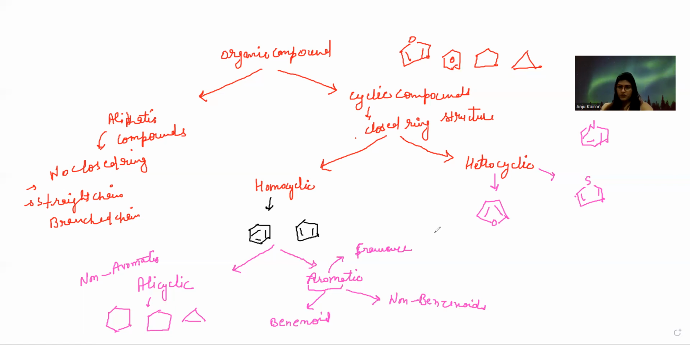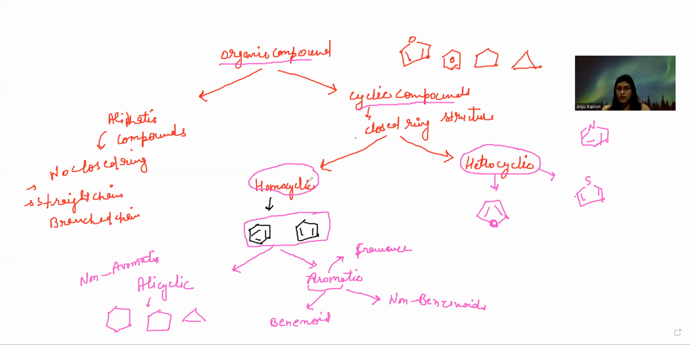Now I hope you understand the chart. The organic compounds are classified into two parts, aliphatic and cyclic compounds. Aliphatics are those in straight chain or branched chain, no closed ring, no rings present, and cyclic compounds are those in which a ring is present. Okay, cyclic compounds are categorized into two parts, homocyclic and heterocyclic, right? Homocyclics are those compounds in which we have only carbon and hydrogen, right? Heterocyclics are those compounds in which we have an element other than carbon and hydrogen present in the ring, right? In the ring.